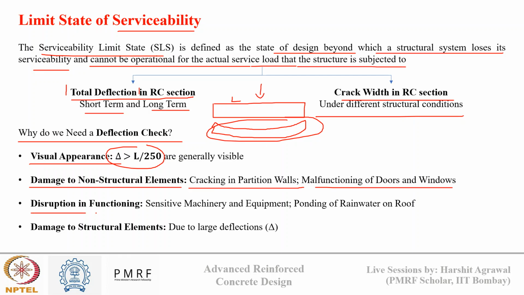Then there can be disruption in functioning of sensitive machinery or equipment, or there can be ponding of rainwater on the roof. Suppose the slab at the roof undergoes such deflection, so what will happen? The water will start to accumulate over the roof. That can result in ponding of rainwater on the roof. And there can be damage to structural elements due to such large deflection also, which is possible. So excessive deflection is a problem in reinforced concrete, and all this we are talking about in service loading condition, not even in ultimate load condition.